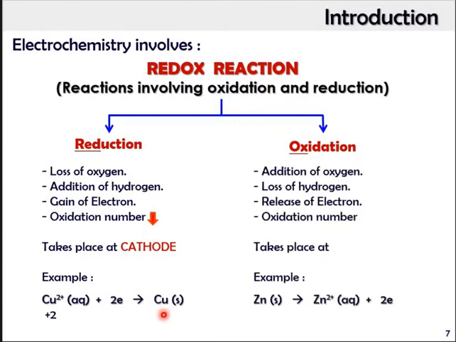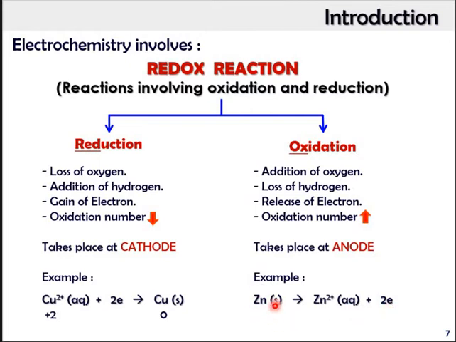And then, what about oxidation? Oxidation is addition of oxygen and loss of hydrogen. It release of electron or loss electron. Okay, the oxidation number increase. Okay, oxidation, that means oxidation number increase. It takes place at anode. Alright. So, for example, we have this half cell equation. Zinc solid produce zinc 2+ aqueous plus 2 electron.